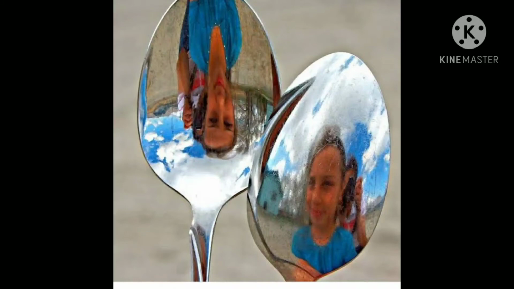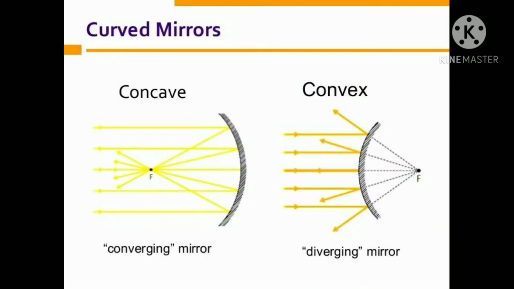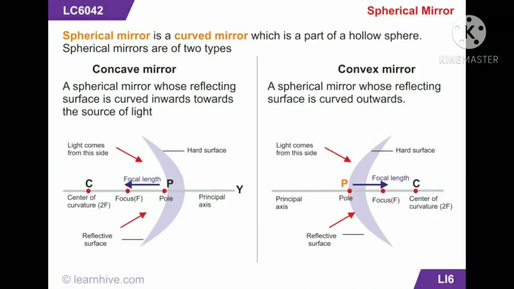But before that, we must know these terms which are very important to understand the concept of reflection of light. The first one is center of curvature. It is the center of the hollow sphere of which the spherical mirror forms a part. Second one, pole. It is the geometrical center of the spherical mirror, that means the middle of the spherical mirror.